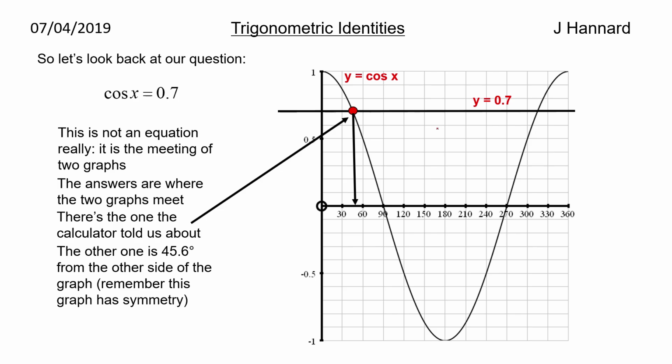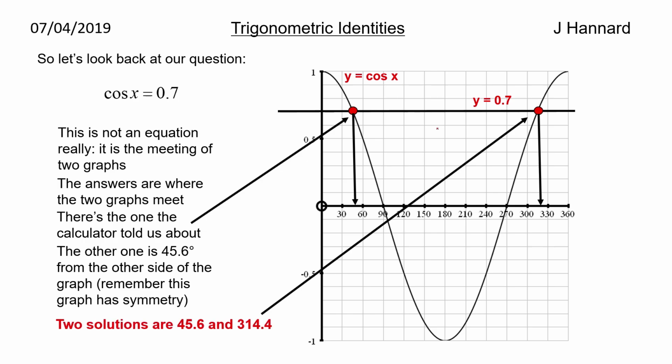And we remember that we have symmetry on the graph. So if we do 360 minus 45.6, we'll get 314.4. So those are the two answers in the range 0 to 360. Now, I must stress that that is in the range 0 to 360. In 0 to 720, there's another two answers.